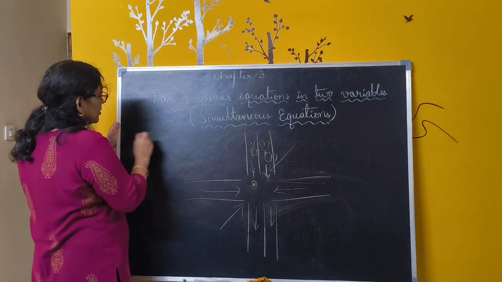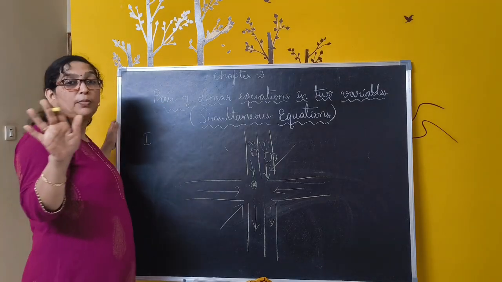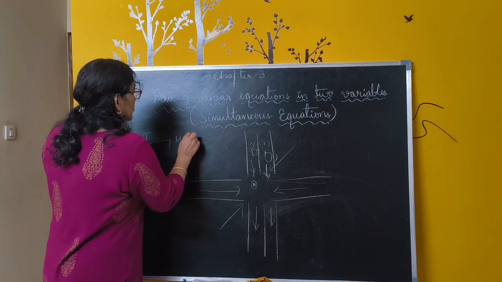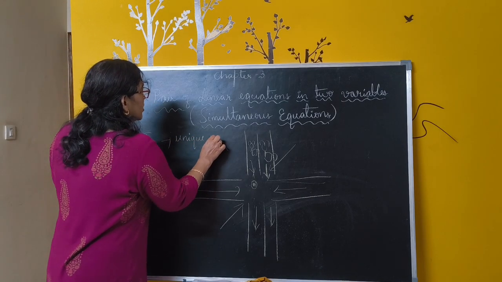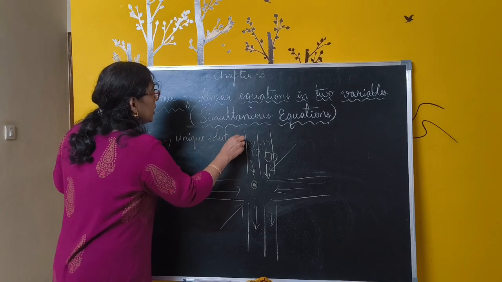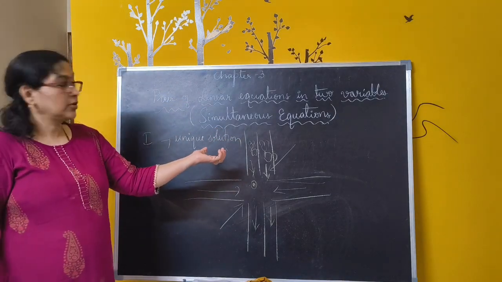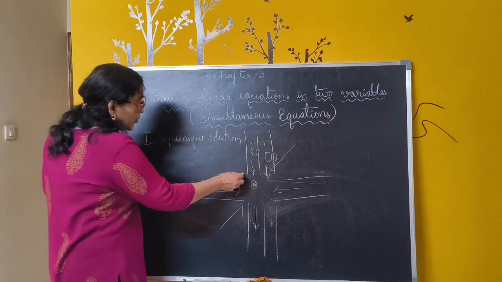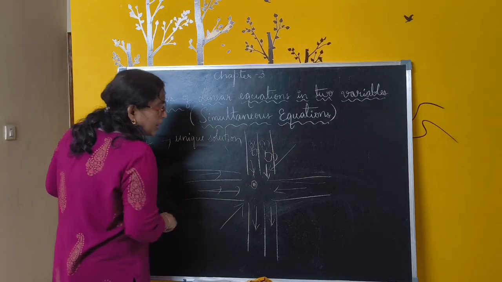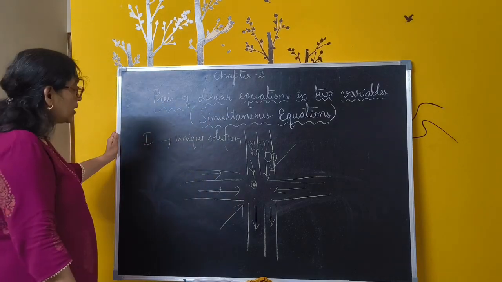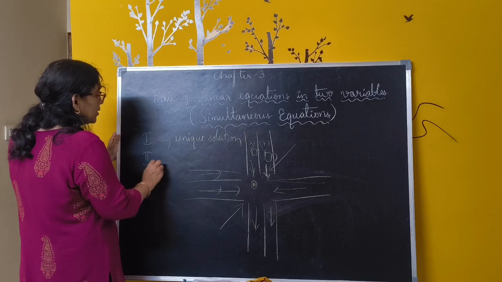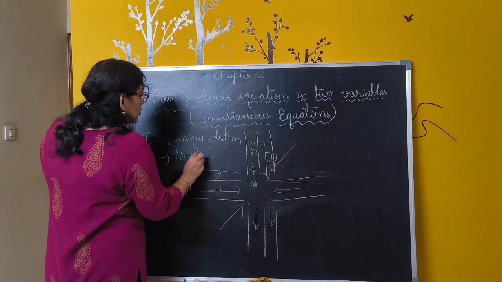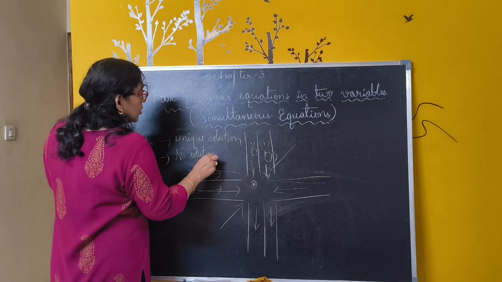In the first case, at some point definitely they meet, so we can have a unique solution. That point where they meet is nothing but the unique solution. In the second case, when they move on parallel lines, they never meet. Never meeting means no solution at all.